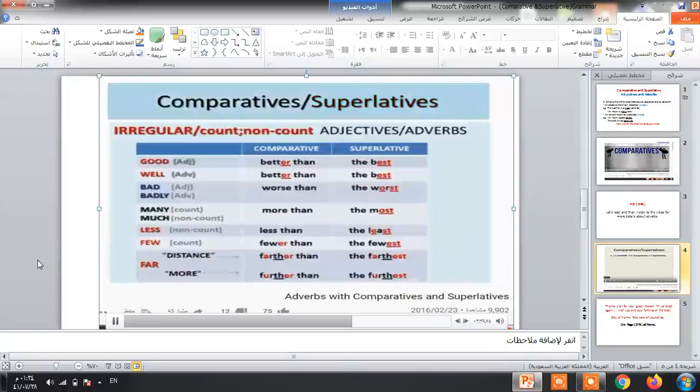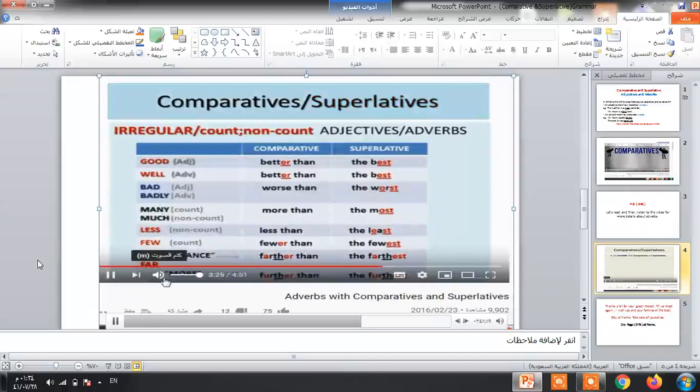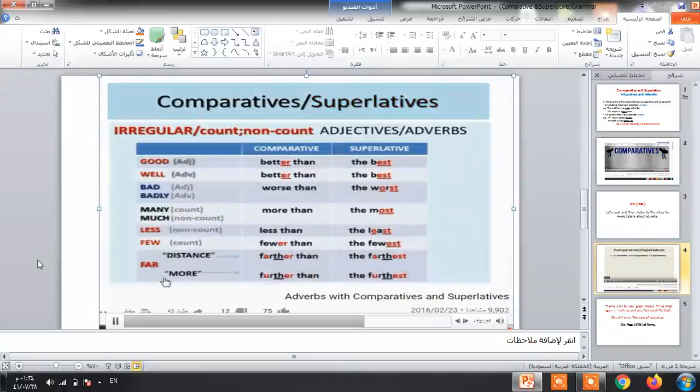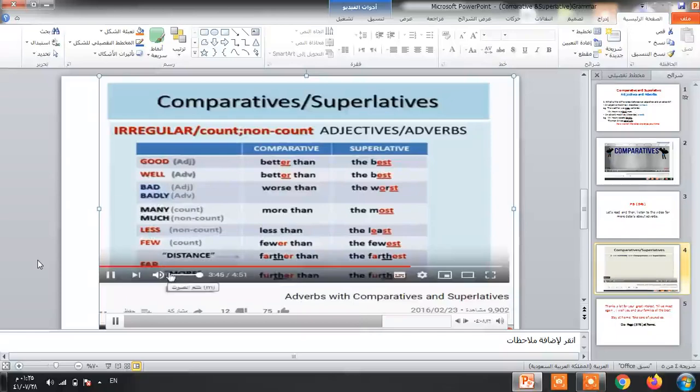Let's look now at the irregular count, non-count forms of adjective and adverbs. Good and well, bad, badly, much, many, less, few, and far do not follow the standard form. So in a comparative sentence we would say, Bill is better than Bob. Coke is the best. Okay? Bill drives better than Bob. Bill is the best driver.